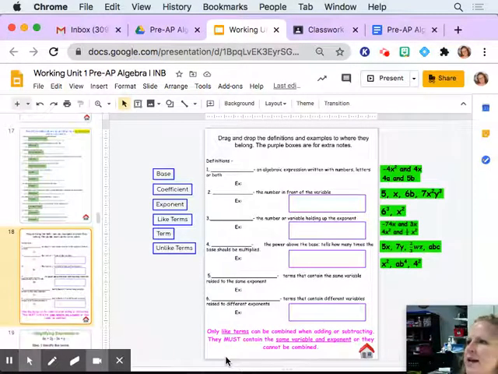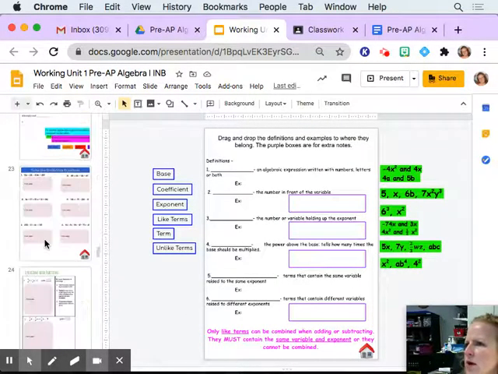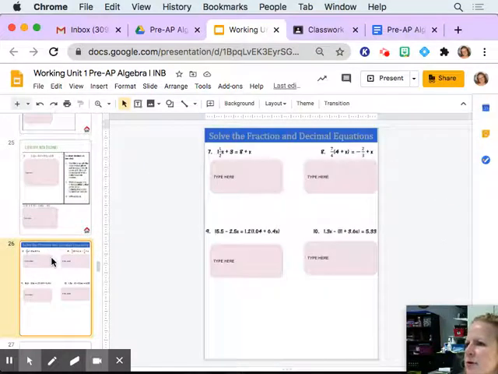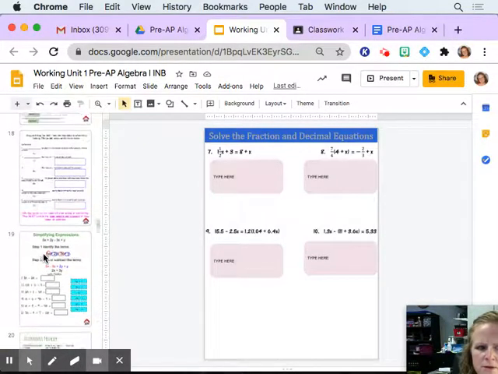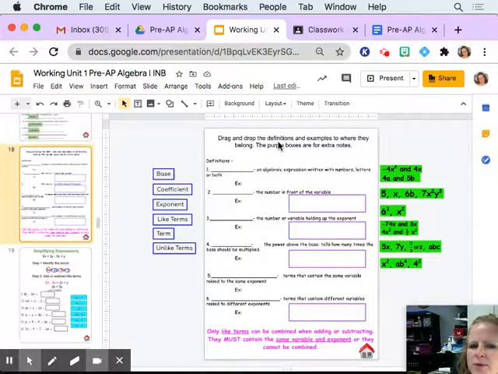All right, so now we're on slide 18. If yours is in the wrong order, I think this one was the one that was out of order. You need to move the solve fraction decimal equations to slide 26. It was just moved before I sent it to y'all. Okay, so drag and drop the definitions and examples to where they belong. The purple boxes are for extra notes.